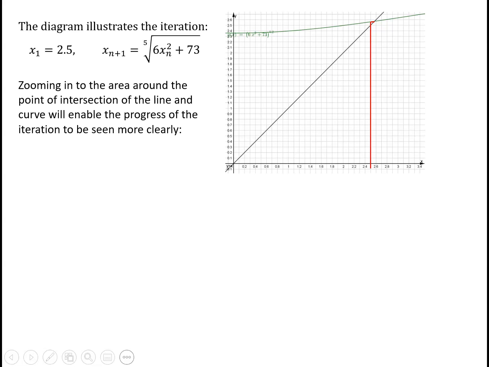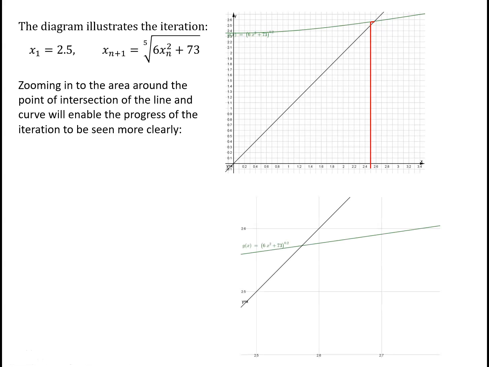If we zoom in to the area around the point of intersection, we'll be able to see the progress of the iteration rather more clearly. Starting from the point (2.5, 0), we move vertically upwards until we meet the curve, which will be at the point (2.5, g(2.5)). In other words, that is the point (x1, x2).